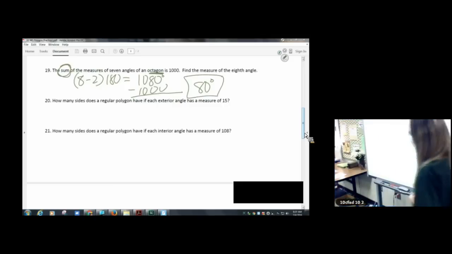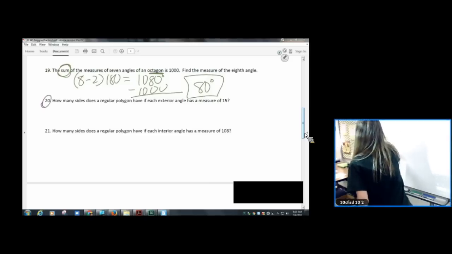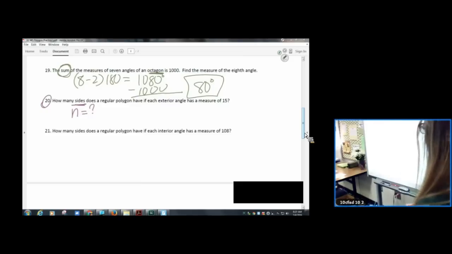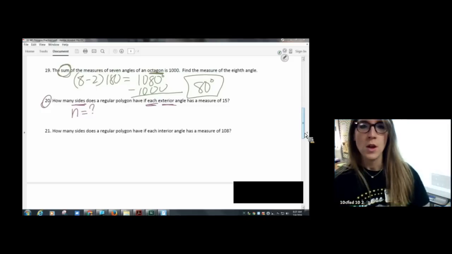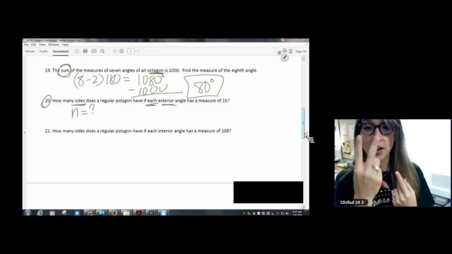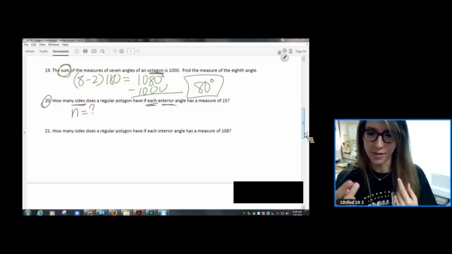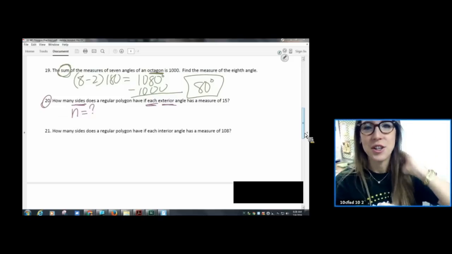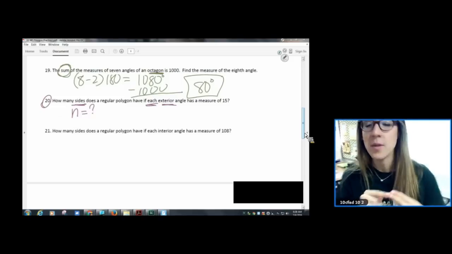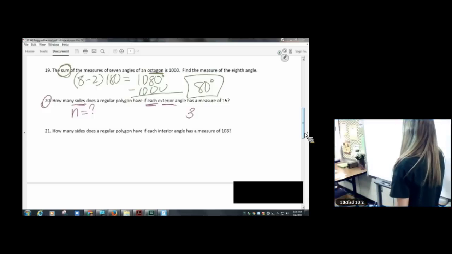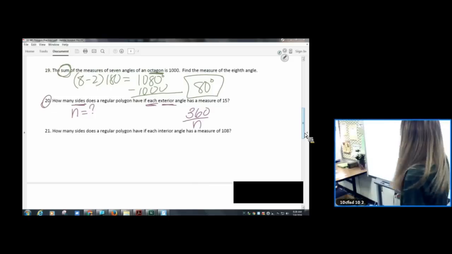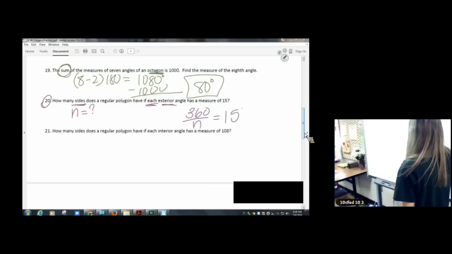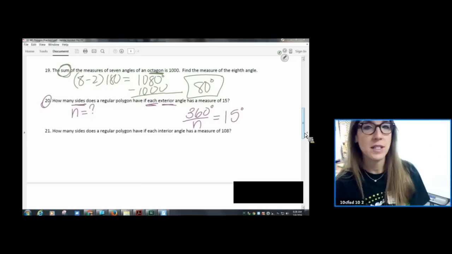Number 20. How many sides, so that's n, how many sides does a regular polygon have if each exterior angle is 15? So I see the word exterior. That narrows it down to 2 formulas, well, a constant and a formula. Then I see the word each. So that means 1 exterior. So I want my formula for 1 exterior. And I know that it has a measure of 15. So all I have to do is solve that.